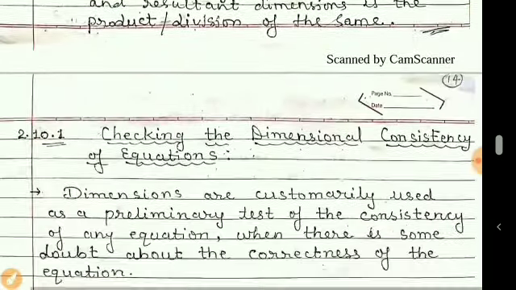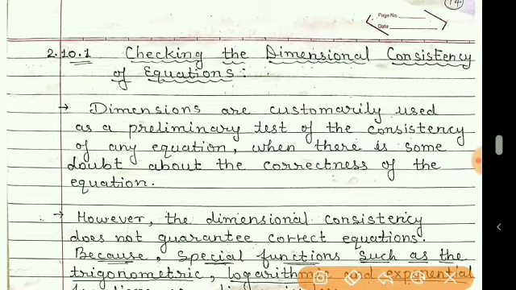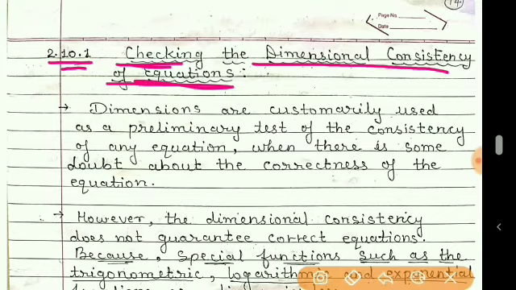Now about the next topic, that is the applications of dimensional analysis. So how can we apply this dimensional analysis? Here it is given that we can check the dimensional consistency of any given equation. Meaning if any formula or equation is given to us, then we can check whether this formula is correct or not using the dimensional formula or dimensional analysis.